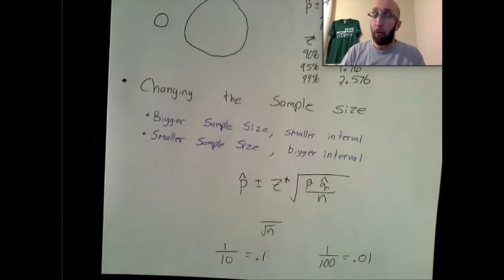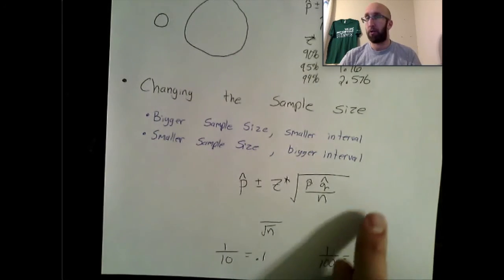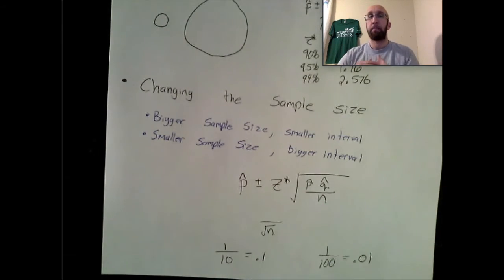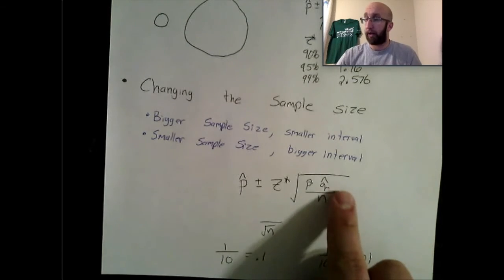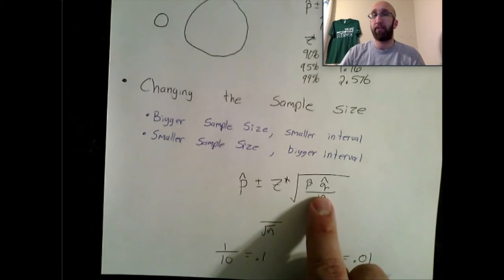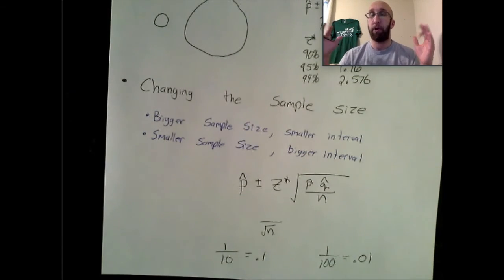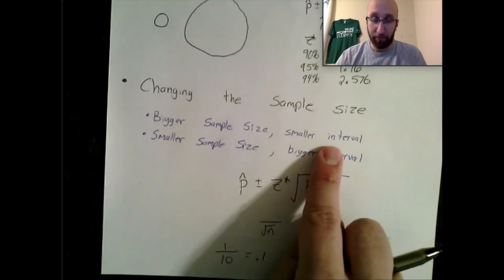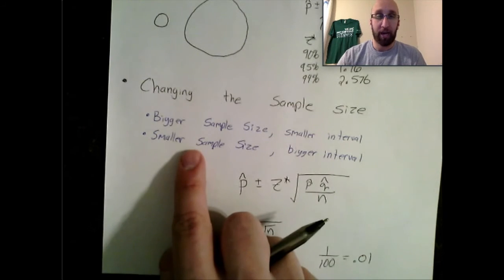I'm now at 0.01. So as the bottom of my fraction gets bigger, the overall number gets smaller. As the denominator of my fraction gets bigger, from 10 to 100, my overall number gets smaller. So it works the same way here with this fraction. As you increase your sample size, this number is going to get smaller and smaller and smaller. Therefore, your margin of error gets smaller and smaller and smaller. Therefore, your interval is smaller. Works the opposite there as well.